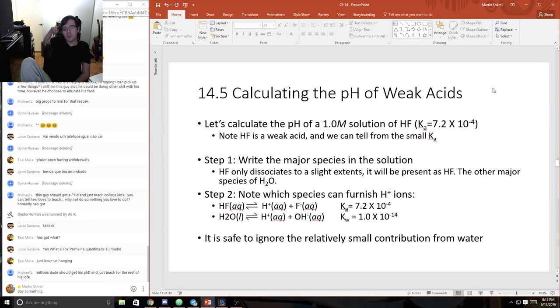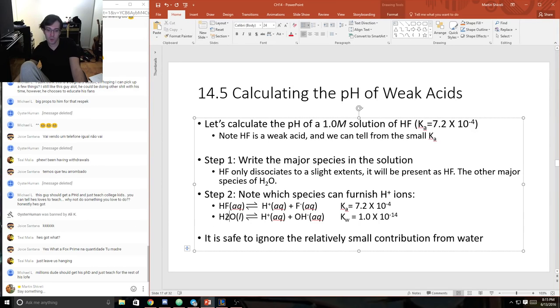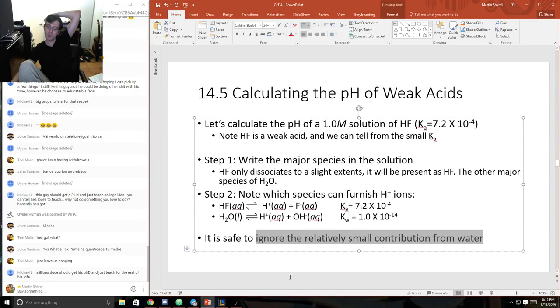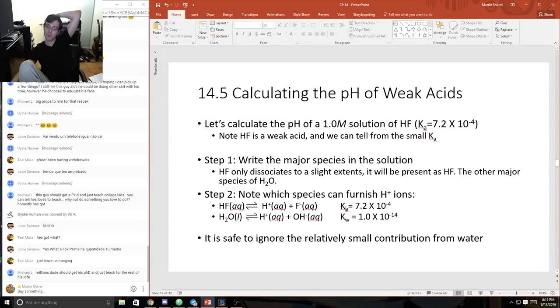So if we ask ourselves, which of these two species can furnish protons? Well, obviously the HF can furnish protons, and we know the dissociation constant is 7.2 times 10 to the negative fourth. And we know the dissociation constant of water, let me just subscript that water, is 1.0 times 10 to the negative 14th. So basically, we can ignore the small contribution of protons from water. It's not going to be relevant given the Ka for hydrofluoric acid.